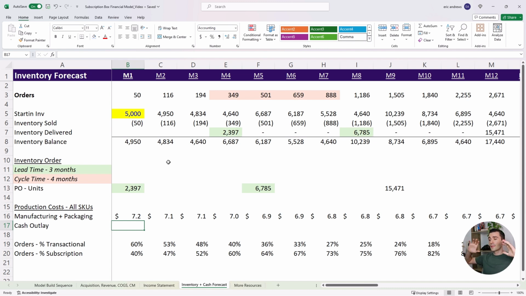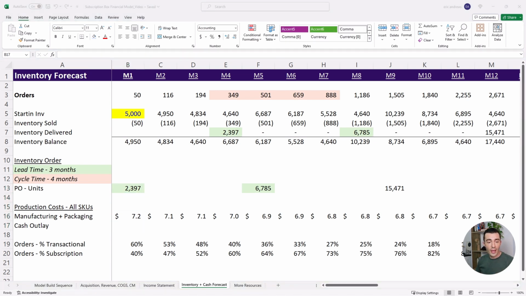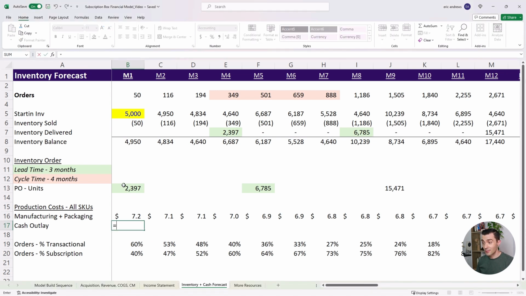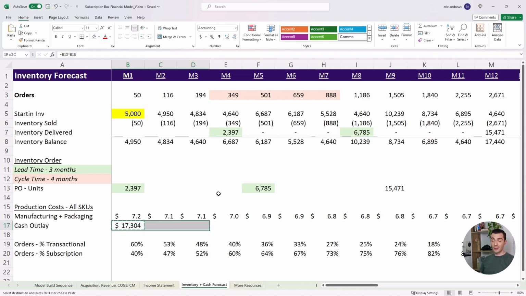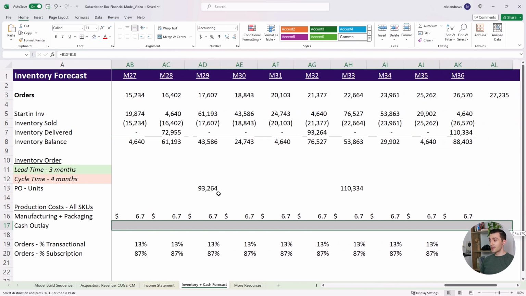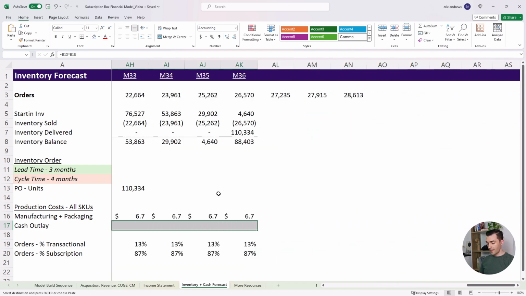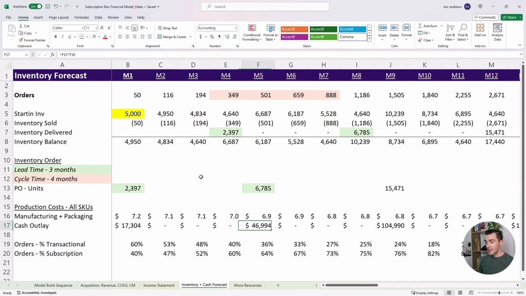Okay, so it costs us about $7.20. We need to buy about 2,400. The way that we actually calculate this is we just multiply them together. So 2,400 times $7.20 should cost us about 17 grand. If I multiply this formula forward, you'll see that every 4 months, basically we need to come up with, in month 5, 47 grand in that month to buy inventory that we're not going to receive until 3 months from then, and then is going to last us for another 4 months from that date.